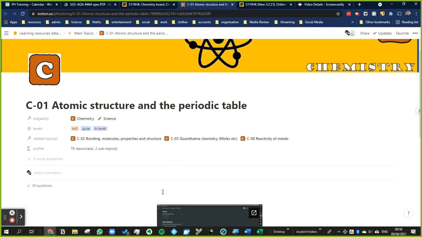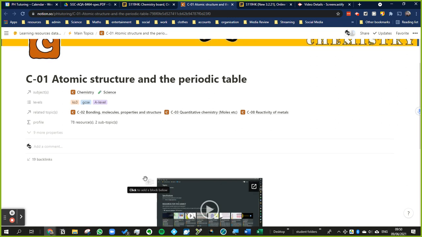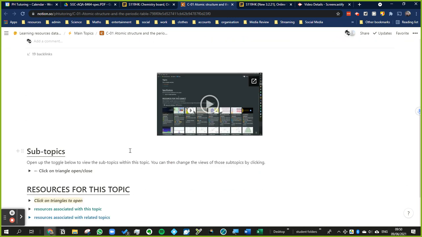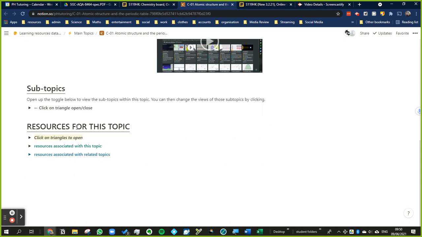So when you click on this one, it'll take you to the page, and when you click on the resources, it'll take you to the page about that particular topic. And the video shows you how to get around these pages. We're going to go to the resource for this topic. We've got some practice questions once it finally loads up.